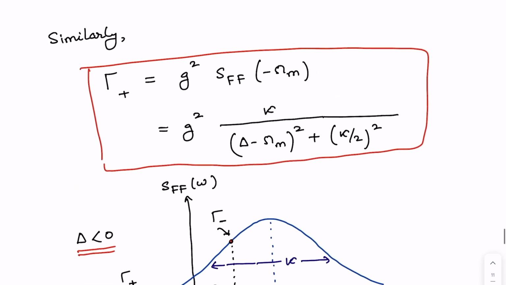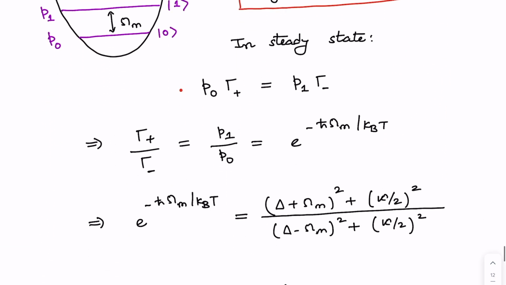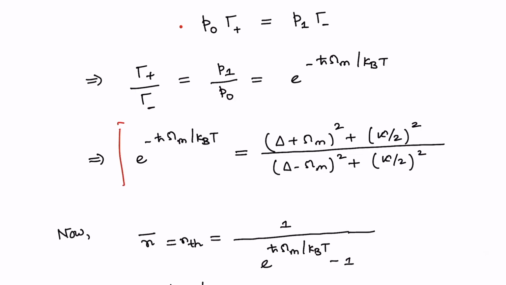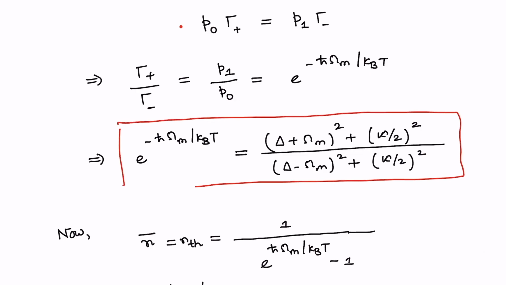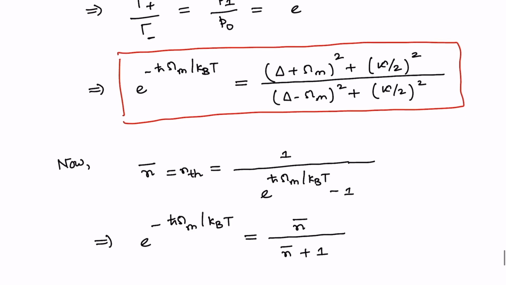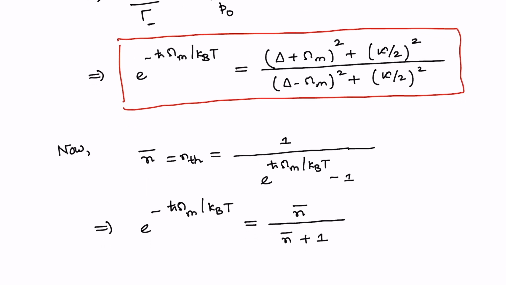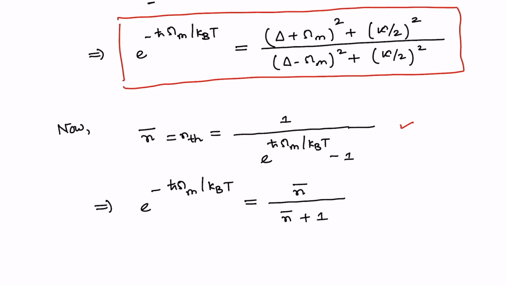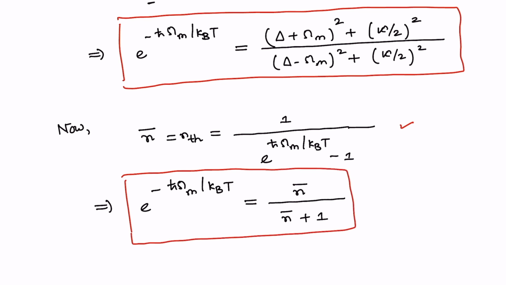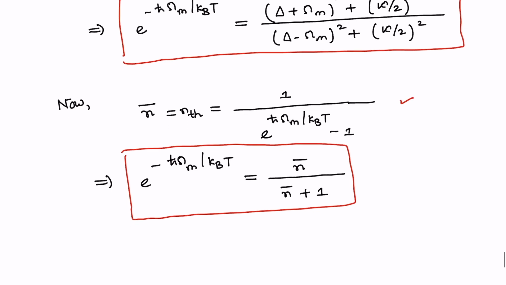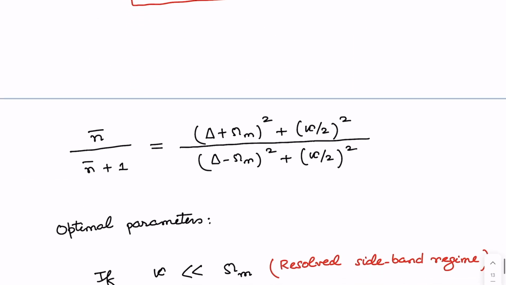We already have these expressions, and utilizing all these expressions, we are going to get this particular equation. Now, utilizing the fact that the thermal phonon number n_th, or mean phonon number, is given by this particular formula, which we are all aware of, you can find out what e to the power minus ħω_m by k_B T is, and write it in terms of the mean phonon number. That is going to give you n bar divided by n bar plus 1.